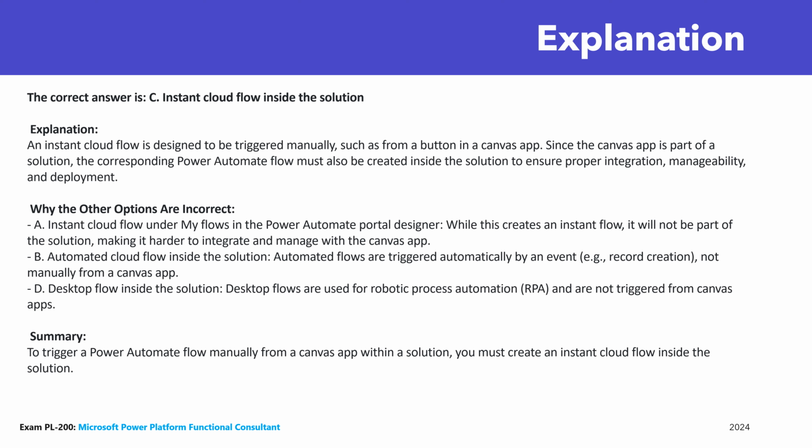To trigger a Power Automate flow manually from a Canvas app within a solution, you must create an instant cloud flow inside the solution.